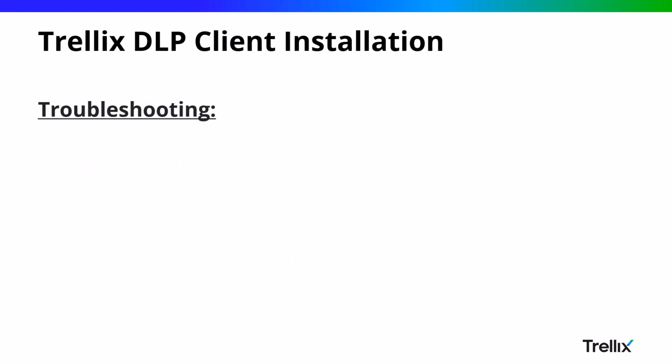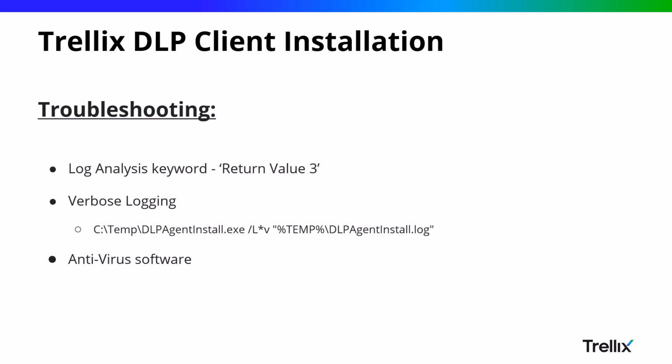During the course of installation or upgrade of the DLP endpoint, we might encounter some issues. And here is what we can perform to troubleshoot those issues. The first thing that we can check is the installation log, which I described in the previous slide. When there is an issue during the installation or upgrade of the product, it will get recorded in the log.